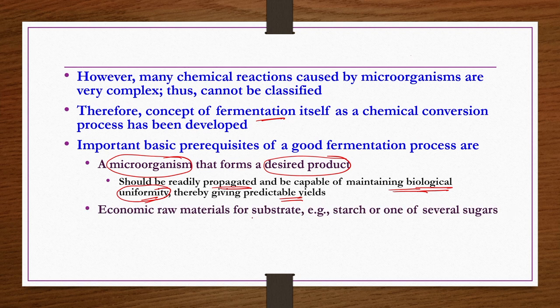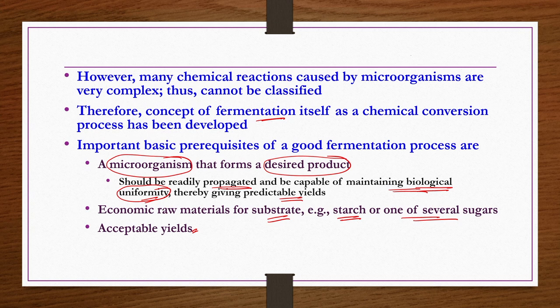Then also economic raw materials for substrate. For example, several sugars that are available can be used, because these are the substrate that will be consumed by the microorganisms, and then you get the desired chemical, right? If the substrate itself is not economic, then process cost may increase. Acceptable yields. Actually, fermentation processes are slow processes, as I already mentioned.